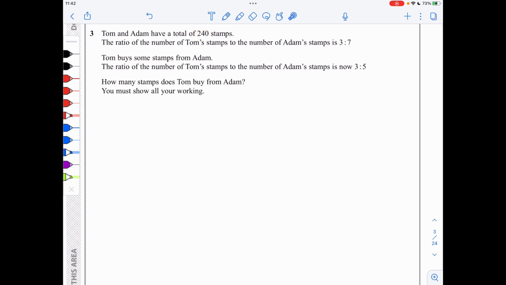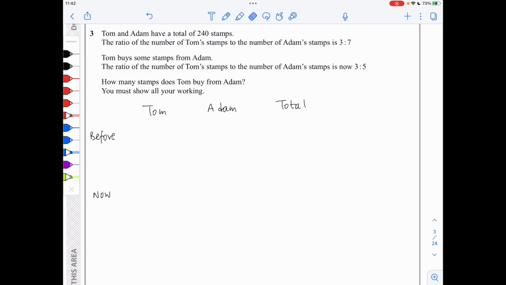In question 3, we've got Tom and Adam having a total of 240 stamps. They have the stamps in the ratio of 3:7, and then Tom buys some stamps from Adam so that they are now in the ratio of 3:5. We need to find how many stamps were bought from Adam. We start by drawing up a table. So we've got Tom, Adam, and the total.